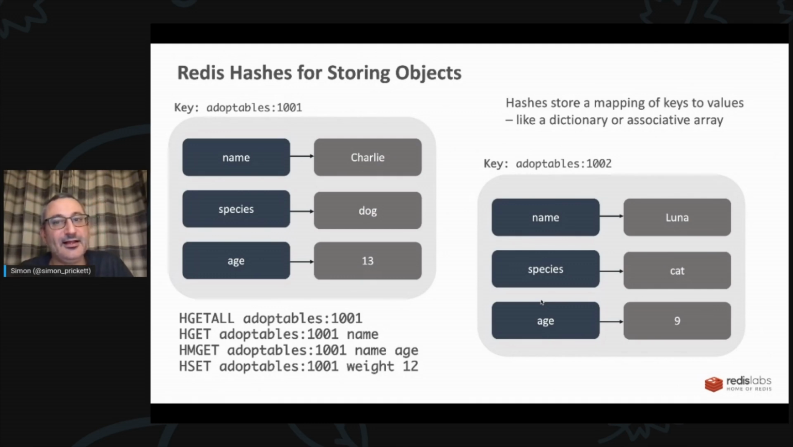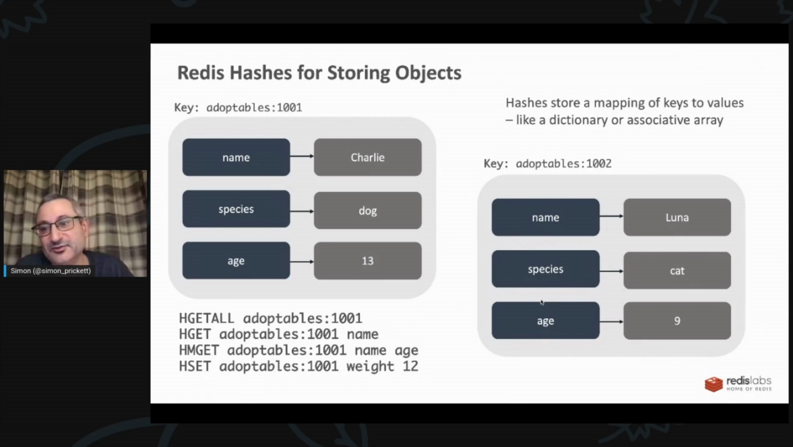The hash lives at a key, so we're going to model animals that need adopting. We're an animal rescue in this case. So at the key adoptables:1001, which is the animal ID that I've arbitrarily given it, we can then set some name value pairs inside there. So we'll create a dog, and his name's Charlie, and his species is dog, and his age is 13. And that's kind of our schema for these hashes, but Redis isn't going to enforce that.